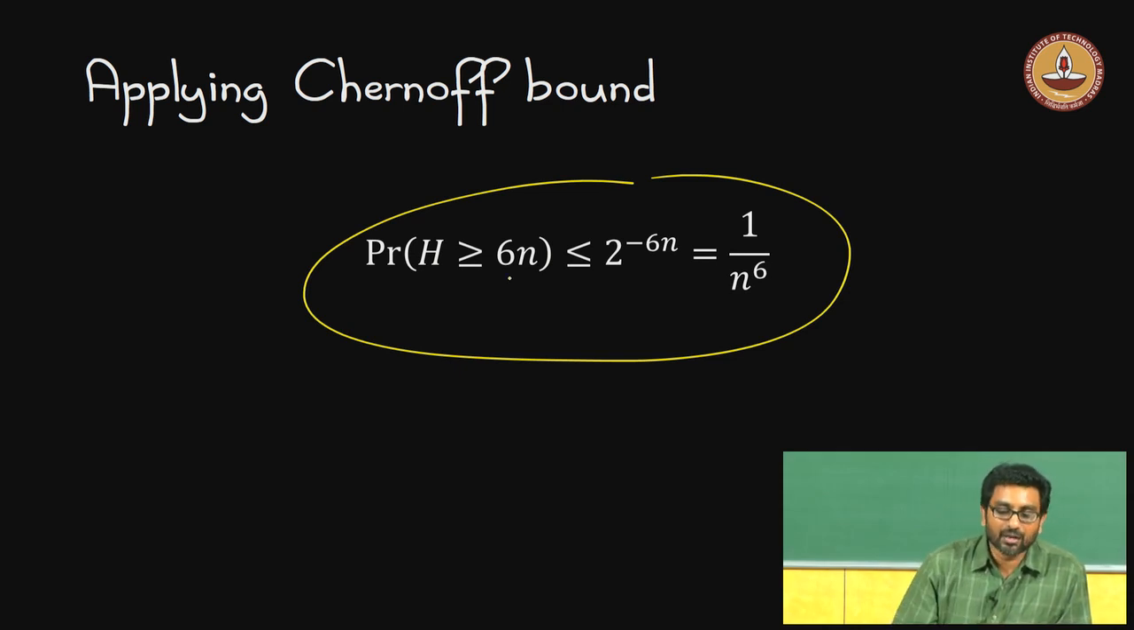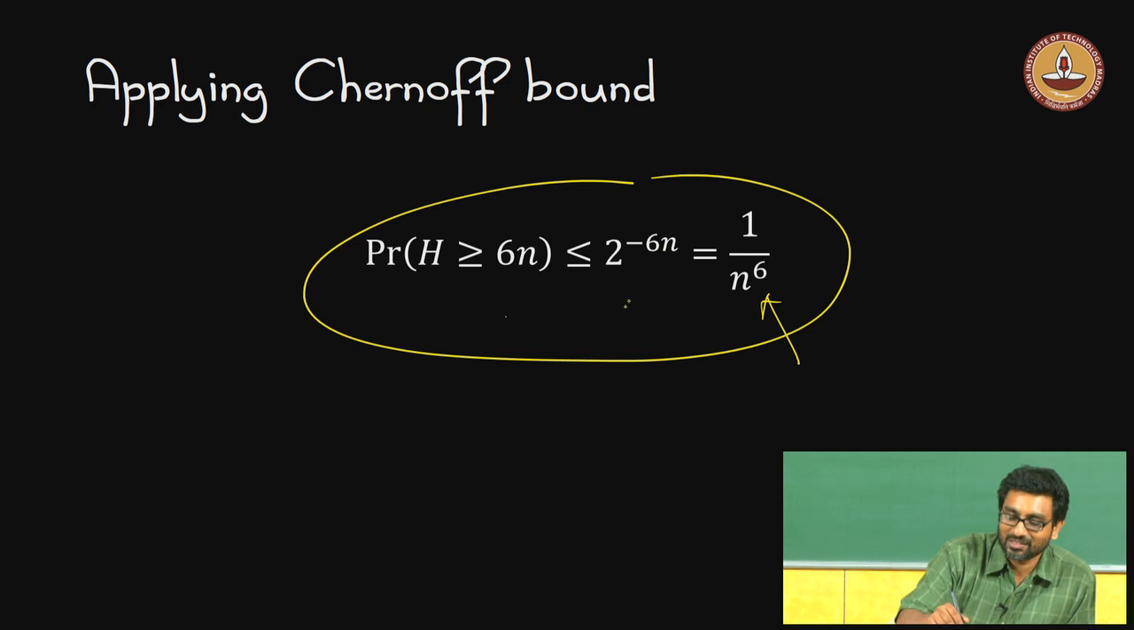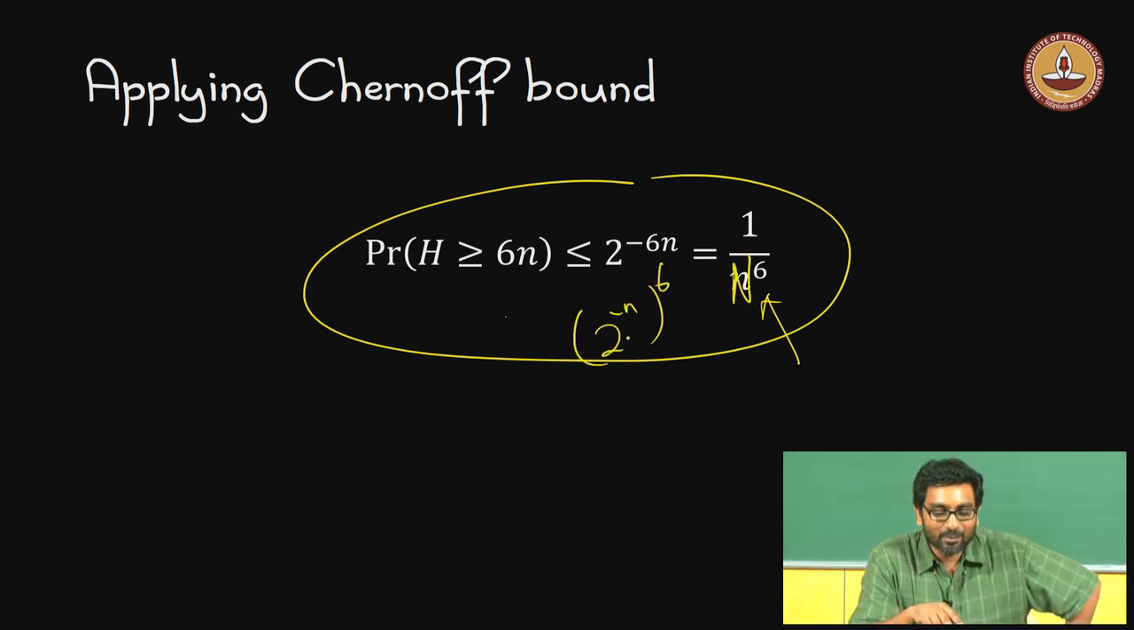The probability that h is greater than 6n is at most 2 raised to the minus 6n. This is the third inequality that I gave in the Chernoff bounds. See how low this is. Since mu is at most n, it is at most 2 raised to the power minus 6n, so this is just 2 raised to the minus n, which is nothing but 1 over n, the whole raised to the power 6.